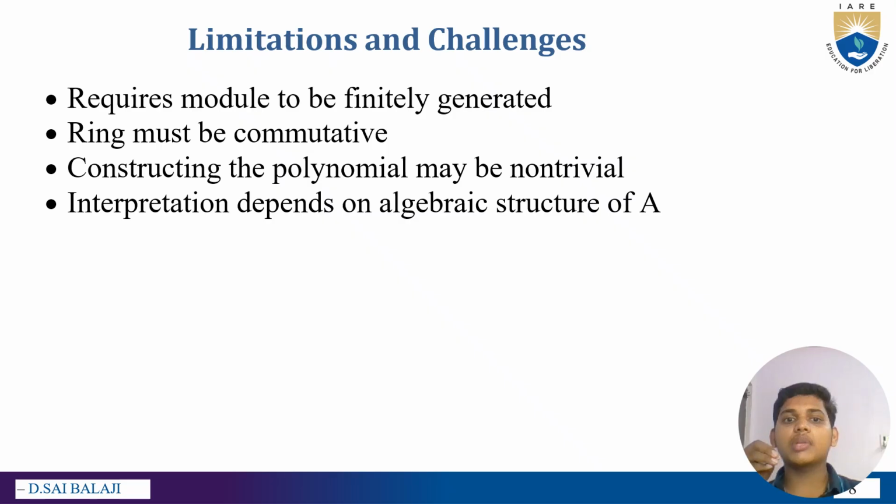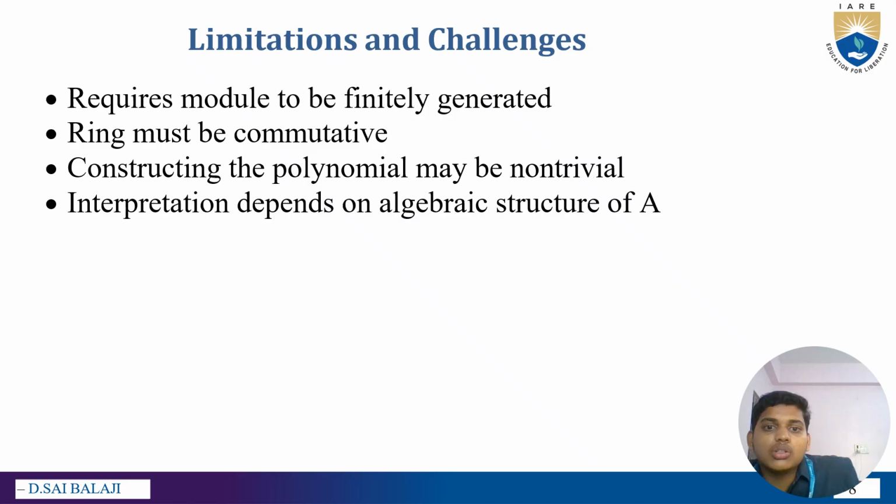Now here, the ring must be commutative. Only commutative rings are allowed in the generalized Cayley-Hamilton theory. And also, constructing the polynomial may be non-trivial. Everyone knows trivial sets of solutions or non-trivial sets of solutions. Here, the construction of the polynomial may be non-trivial. It only takes non-trivial sets of solutions in the polynomial construction.